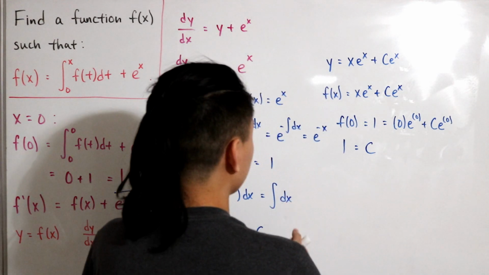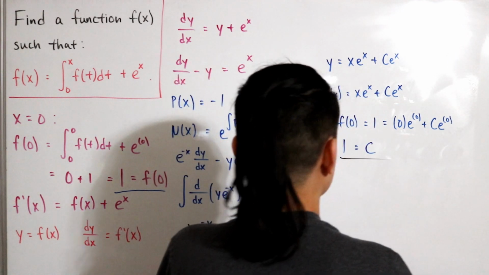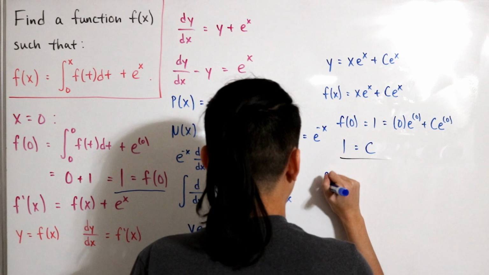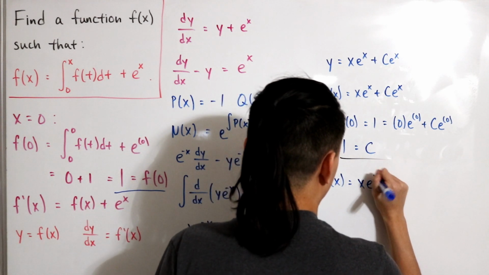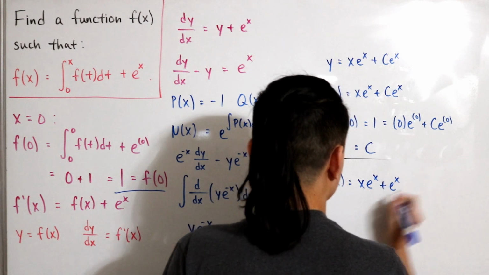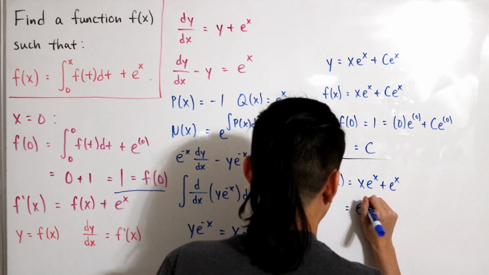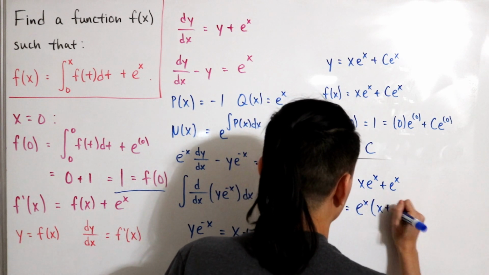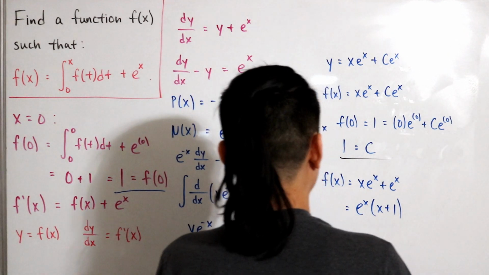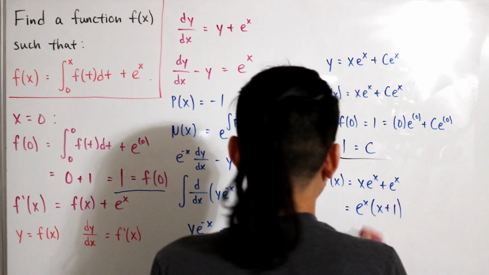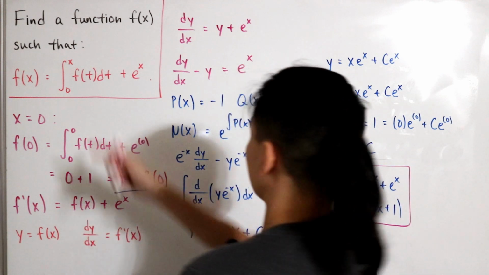C is equal to 1, so we just plug that back into our f of x function, and pretty much we're done. We just found that f of x is equal to x times e to the x plus e to the x, or, if you want to go a little simpler and factor out the e to the x, it's just e to the x times (x plus 1), like so. So there we have it. We found our f of x. Of course, it maps from the reals to the reals such that it satisfies the equation like so.